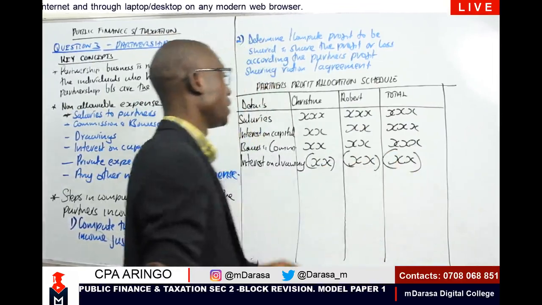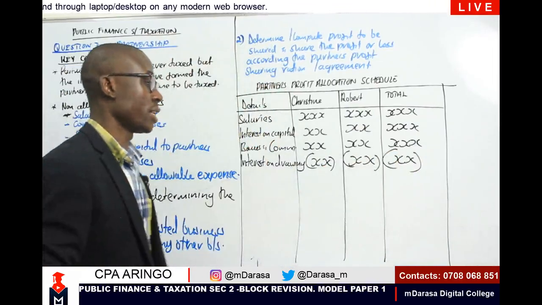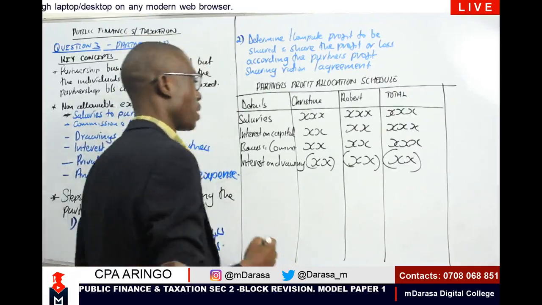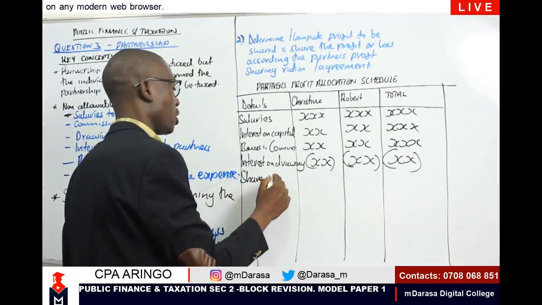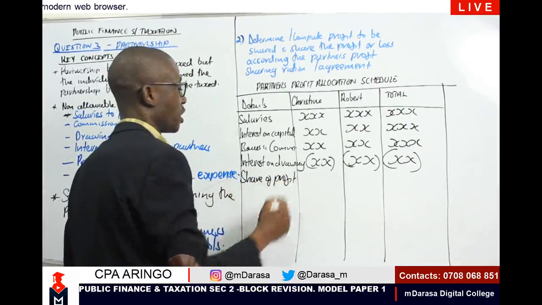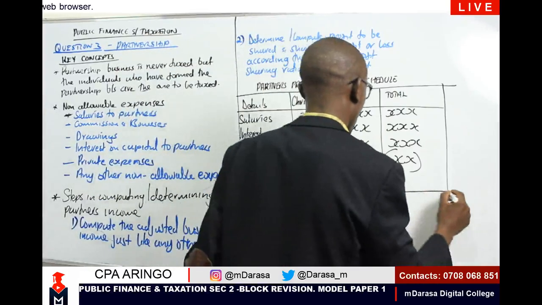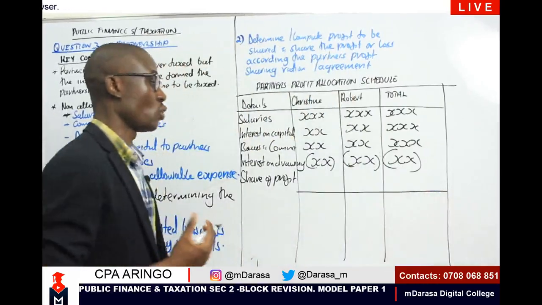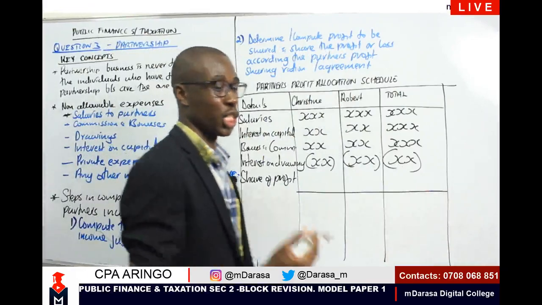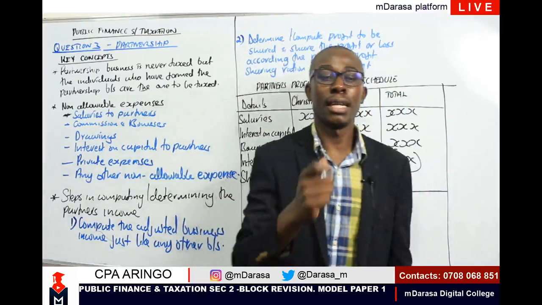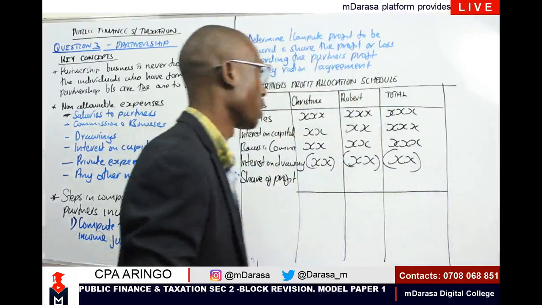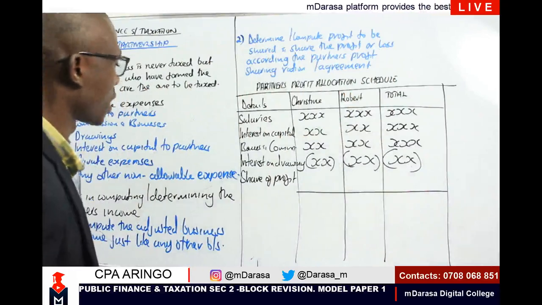Interest on drawings we are going to deduct. Why? It is reducing the income that our partners are supposed to earn. Then talk of share of profit. So this is an area that you must be very good at. Whenever you're talking of share of profit, you must understand the concept very well. So I want you guys to grasp this.